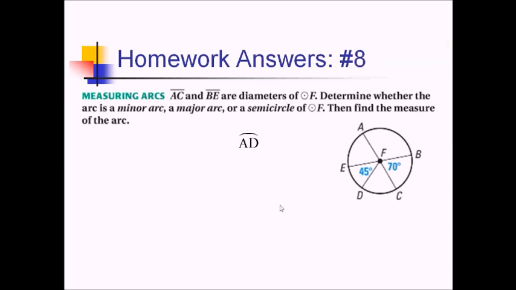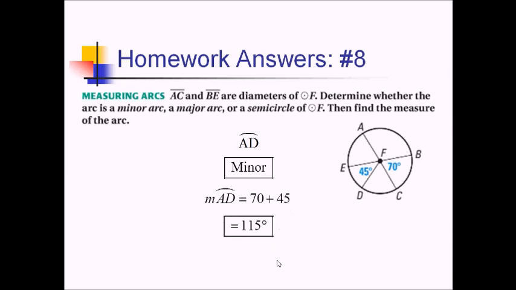For number 8, we're trying to find the type and measure of arc AD. That's this arc here. Since it's less than a semicircle, that's going to be a minor arc. And for the measure, we've got the 70 degrees with this vertical angle that arc AE is, plus another 45 degrees here for arc ED. So that's going to be 70 plus 45 gives us 115 degrees.